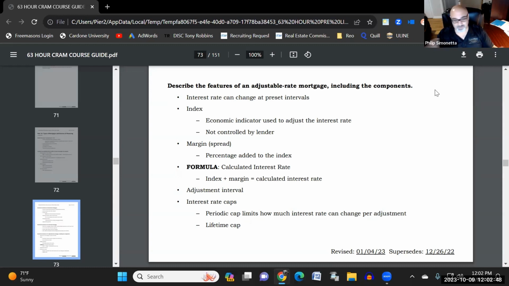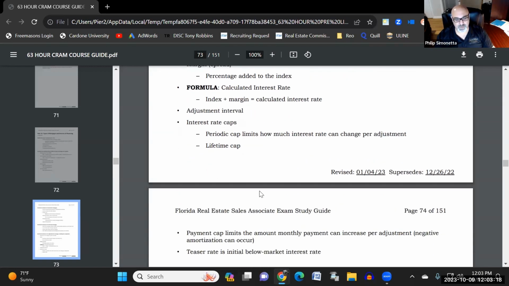Whatever prime rate is, that's an example of that, right? The margin is the spread. That's the percentage added to the index, which is the bank's profit. So if it's prime rate plus 2, prime rate plus 3, prime rate plus 1, whatever that is, that's their profit. So the formula to calculate the rate is you take the index plus the margin, and that equals the calculated interest rate. You need to know that formula. Index plus margin equals calculated interest rate.